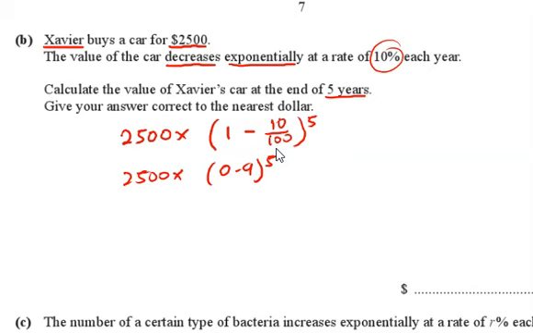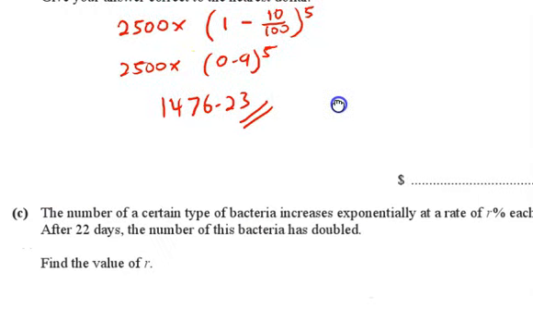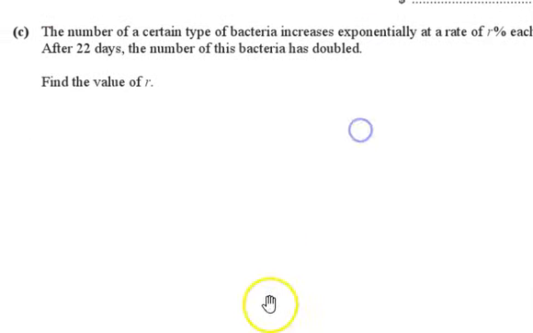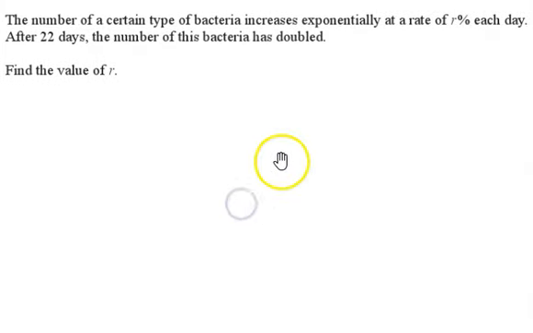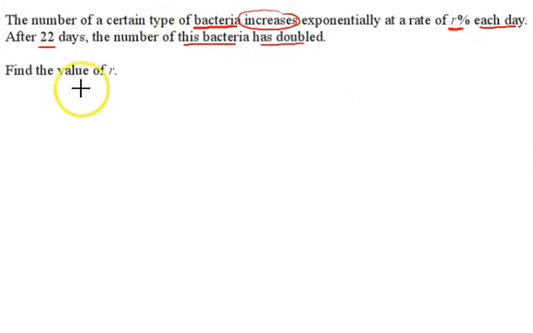When we are calculating this, I'm going to get about 1476.23. So this is your answer for this. Now we look back at this question, which is a bit, not to say hard. They ask us to find the R value. The number of a certain type of bacteria increases exponentially at the rate of R% each day. After 22 days, the number of these bacteria has doubled. So find the value of R.